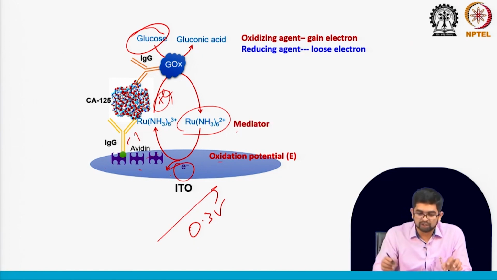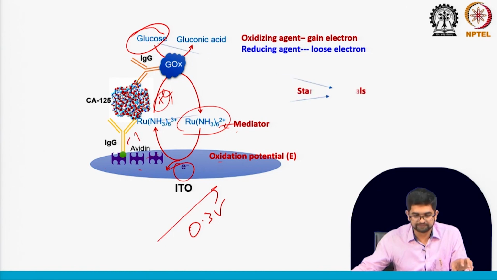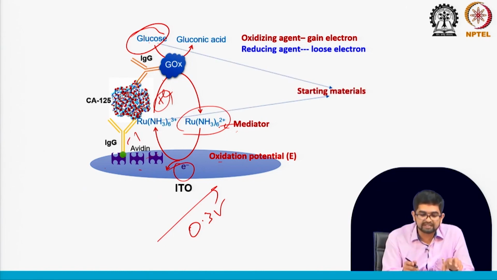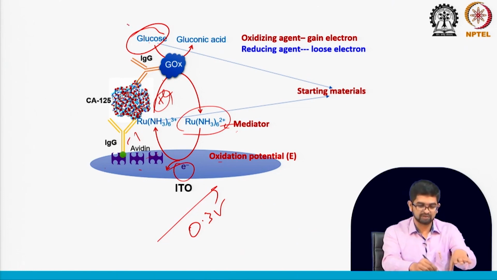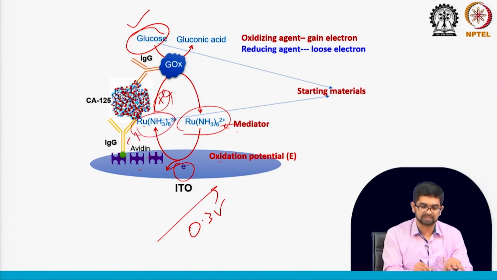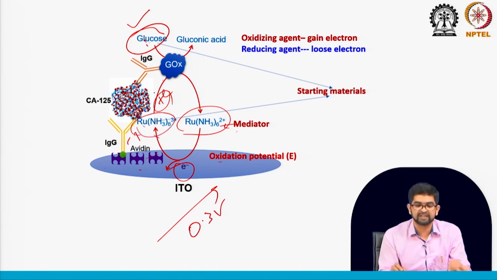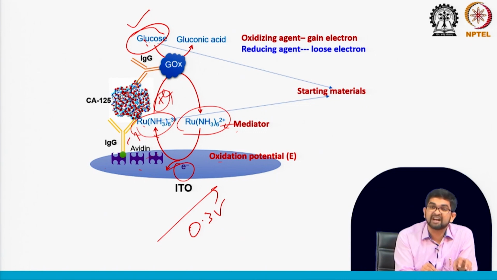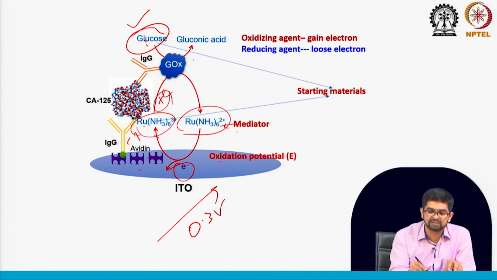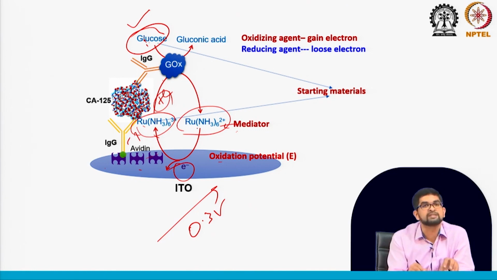So, this is the mediator, and now you can understand what the starting material is on this sensor surface. We are using glucose and we are using ruthenium hexamine 3 plus. These two are the starting materials for this kind of signal amplification strategy. If you have target, then only glucose oxidase will be there, right. If you do not have target, there is no glucose oxidase, right. And if glucose oxidase is present, then only glucose will oxidize, and then only ruthenium hexamine 3 plus will form ruthenium hexamine 2 plus.